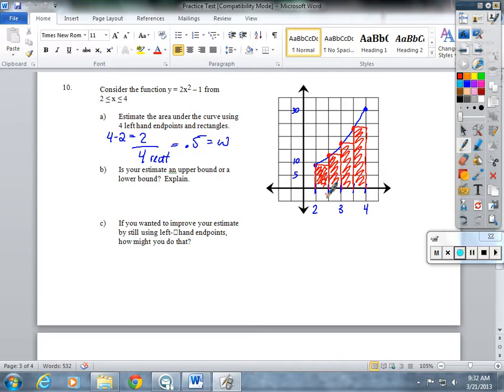Widths are 0.5. Is your estimate an upper or lower bound? It's going to be a lower bound. We can answer that now.